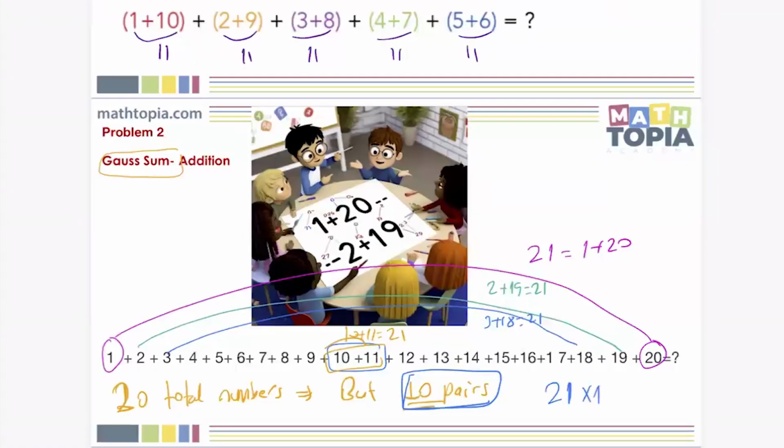21 times what? What is 21 times 10? It might be 200. No, 210. I will tell you later how you multiply by 10, but basically you get 10 times more, which is 210.